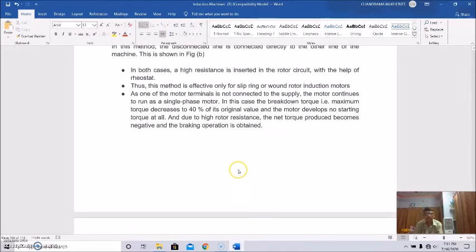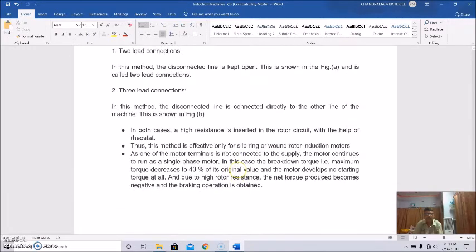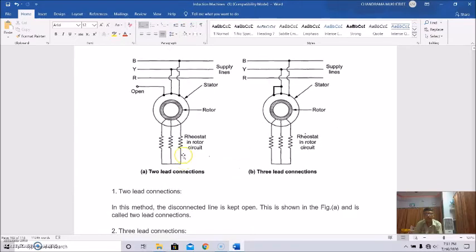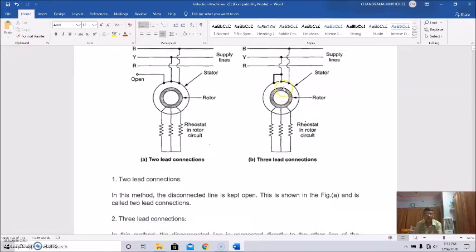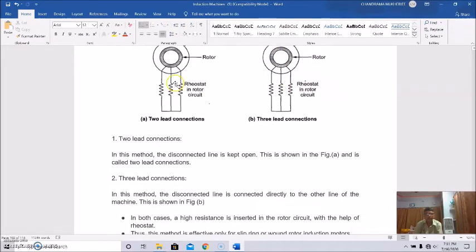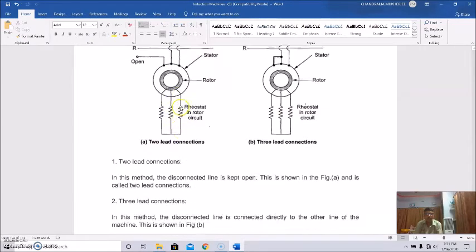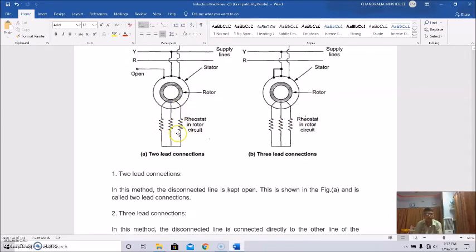As I told you, this is basically of two types: either a two-lead connection, where one supply line is kept open, or a three-lead connection, where the open line is connected directly to one of the supply lines. As a result, high resistance is inserted in the rotor circuit by rotor rheostat control.